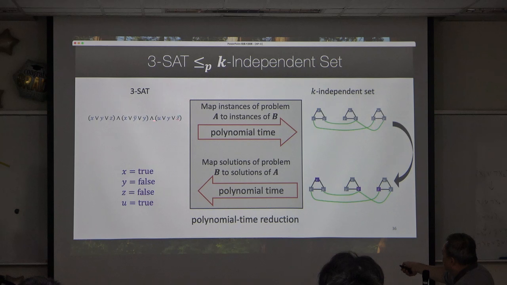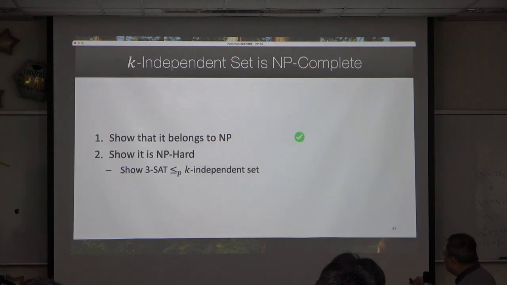So this construction is polynomial time. And once we are able to find the solution, this mapping is also polynomial time. So, yeah, we reduced the K independent set to 3SAT, and then we prove that K independent set is also NP complete.